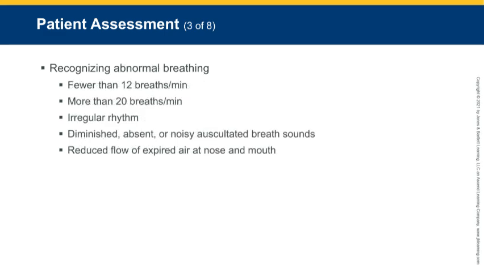Abnormal breathing can present in several ways. A respiratory rate below 12 breaths per minute or above 20 breaths per minute is a cause for concern. Irregular patterns, diminished or absent breath sounds, and noisy breathing such as wheezing, stridor, or gurgling indicate airway obstruction or respiratory distress. If air movement is minimal or absent, immediate intervention with assisted ventilation is required.